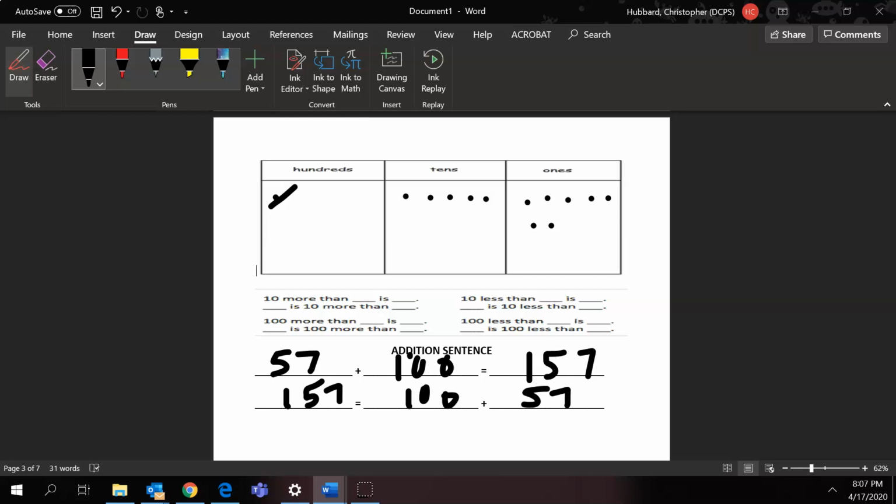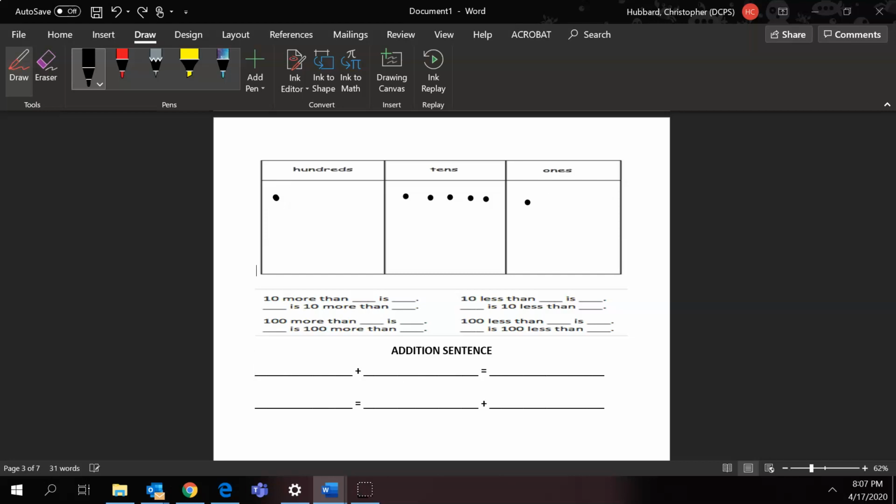So I want you guys to think about what helps you to understand 10 more, 10 less, 100 more, and 100 less. Think about the things that we already talked about in school. So, if you said that we've already worked on 10 more and 10 less, and now we're just doing 100 more and 100 less, and it's pretty much the same thing, then you're right. It's the same type of application. It's just bigger numbers that we're working with.